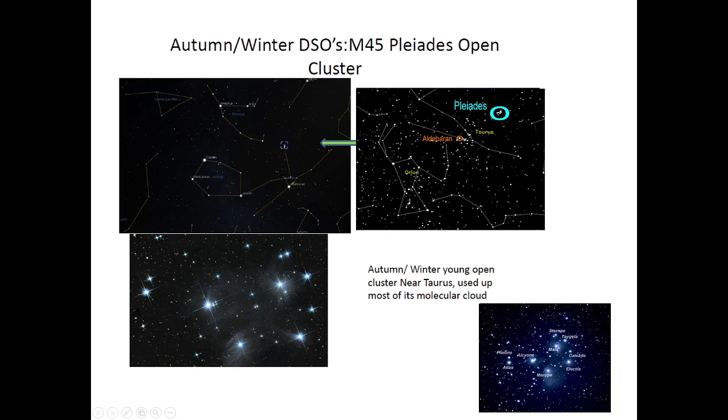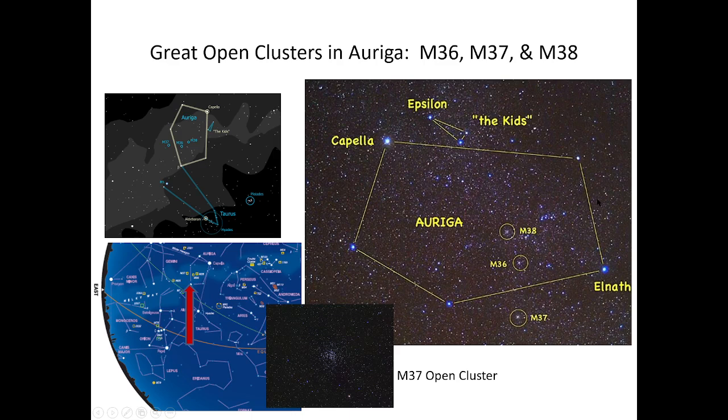These most likely at some point will live fast and die hard because they're blue-white in color, which means they will burn through their fuel pretty quickly. And you may wind up having a supernova in the future from some of these stars.